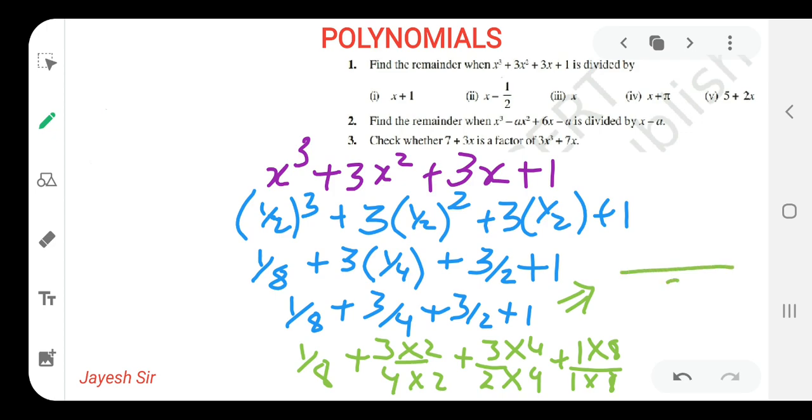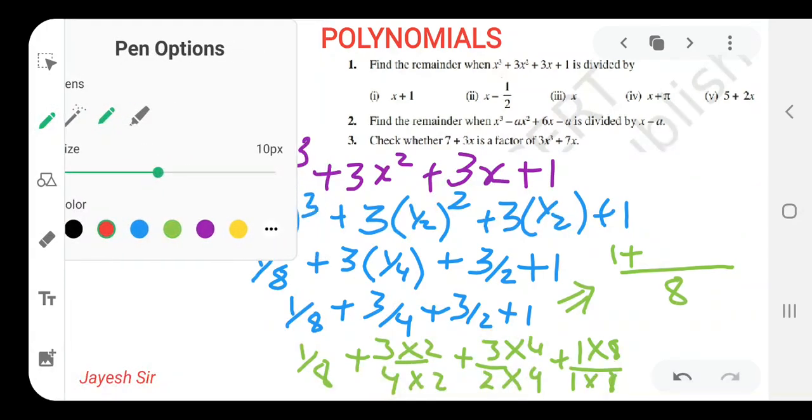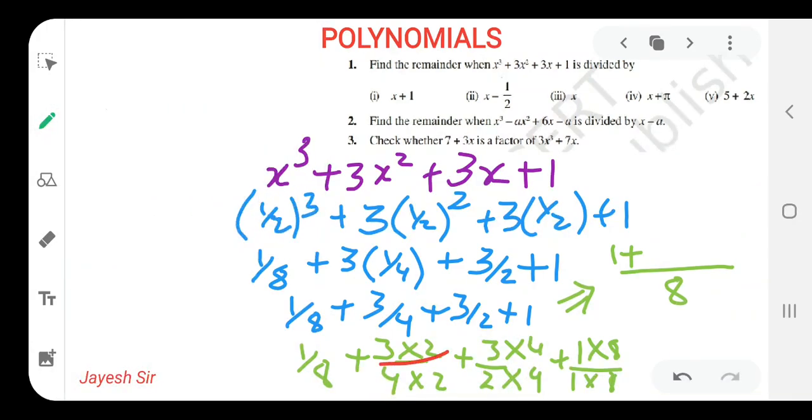We can write like this: denominator is 8, 1 as it is plus 3 into 2, 6. I am writing with the red pen. 3 into 2, that means 6. Now 3 into 4, that means 12, so we can write 12 over here. Plus 1 into 8, that means 8.